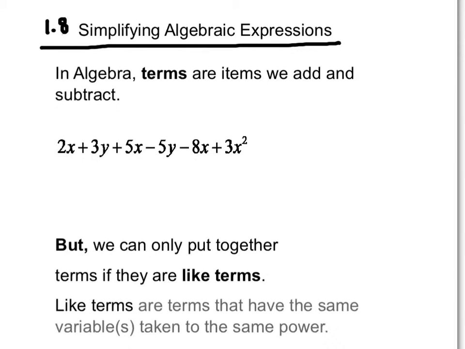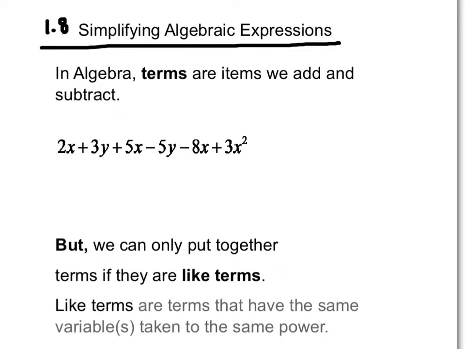Okay, this is a lesson on simplifying algebraic expressions, and we already know what algebraic expressions are. They're a collection of numbers, operations, and grouping symbols, but most importantly variables. So this is an example right here of an algebraic expression, and in an algebraic expression, terms are the items that we add and subtract.